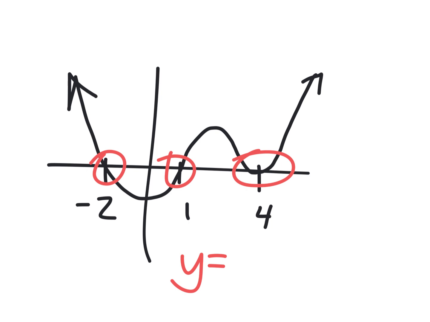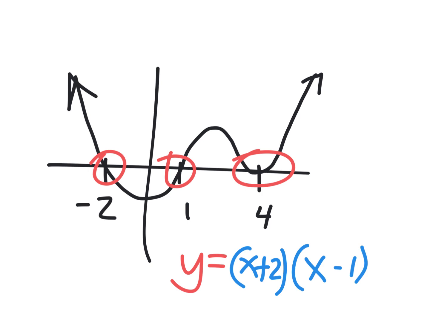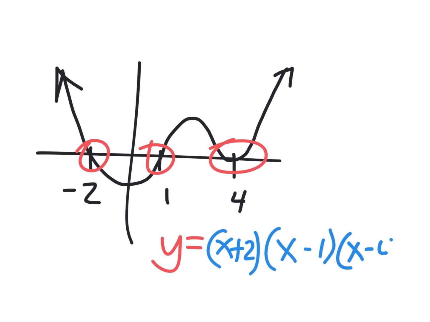Okay, please compare it with the person next to you. Okay, Hakan, can you tell me what you put? Y equals x plus 2, all in parentheses, and then x minus 1, x minus 4 squared.